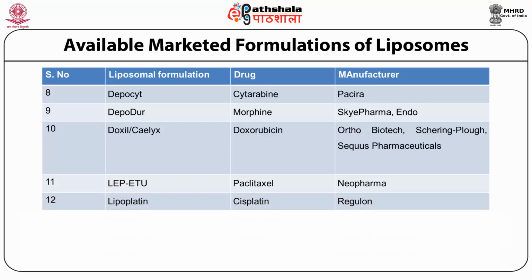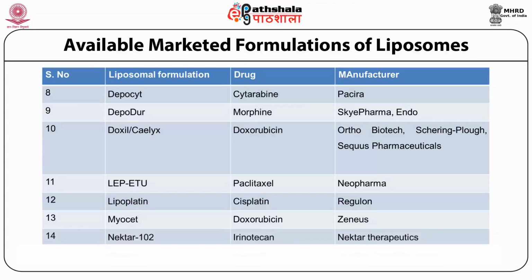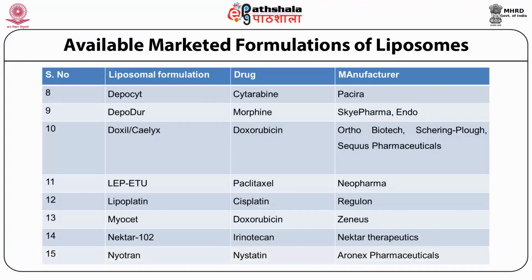Cisplatin is available under the brand name Lipoplatin by Regulon. Doxorubicin is also available by the name Myocet by Zeneus Pharmaceuticals. Irinotecan is available by the name NL CPT-11 by NeXstar Pharmaceuticals. And nystatin is available under the brand name Nyotran by Aronex Pharmaceuticals.